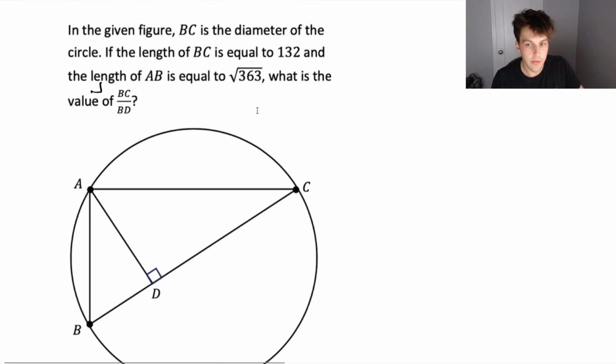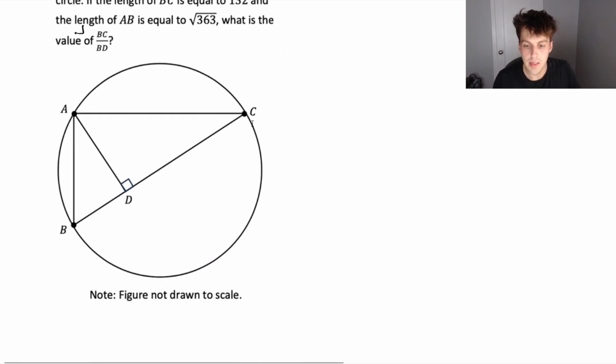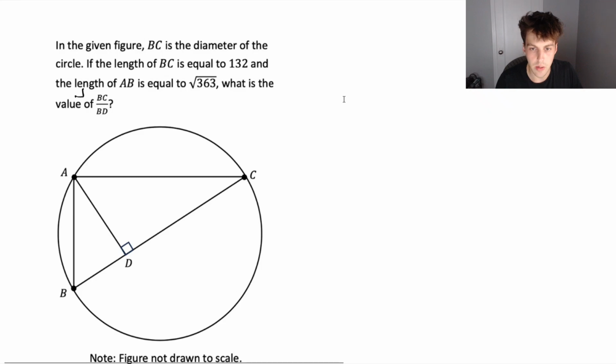In the figure, BC is the diameter of the circle. If the length of BC is equal to 132 and the length of AB is equal to the square root of 363, then what's the value of BC over BD?